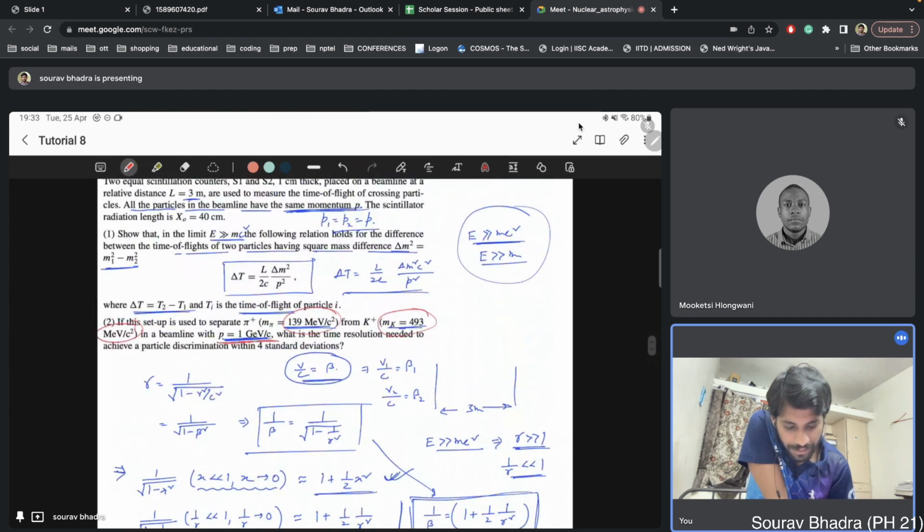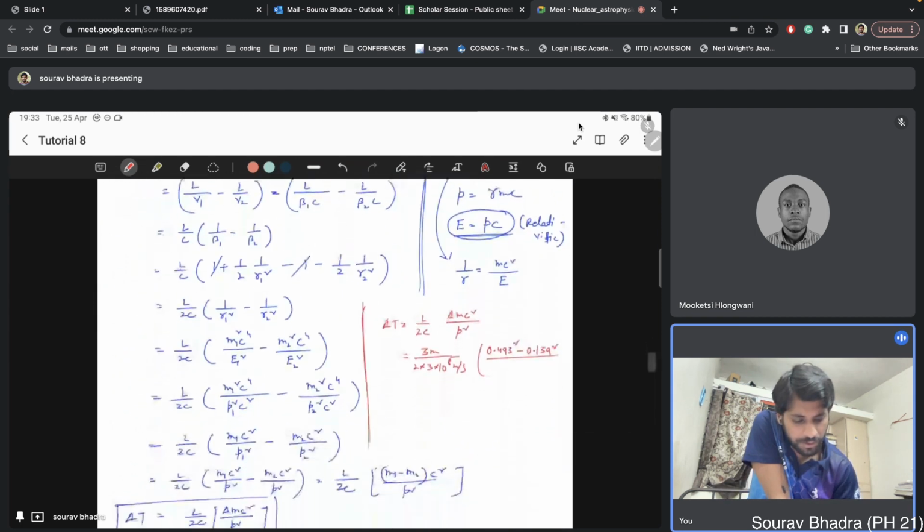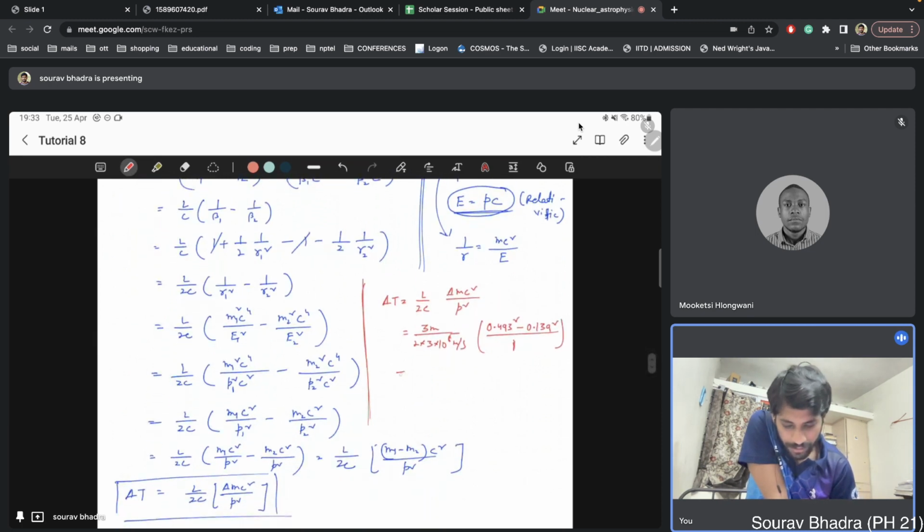Because my P is given in GeV, I will use 1 instead of 10 cube MeV. So all those values I have converted into GeV. If you put it in, your answer will be 1.12 nanoseconds. That is the answer. That is the difference between their time of flight.